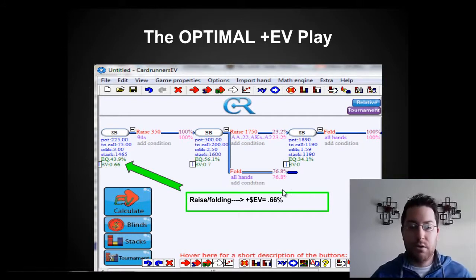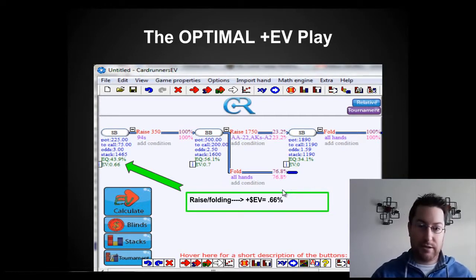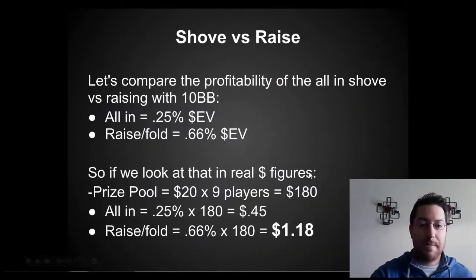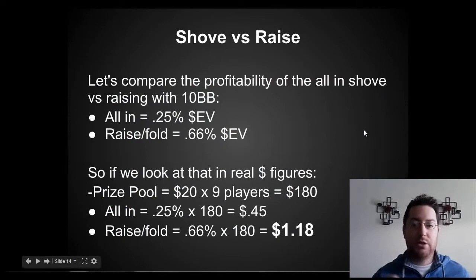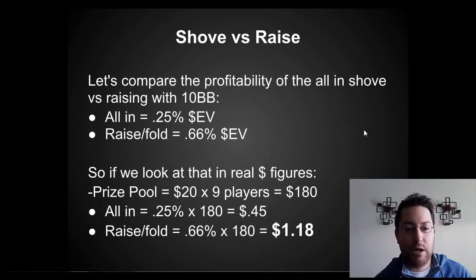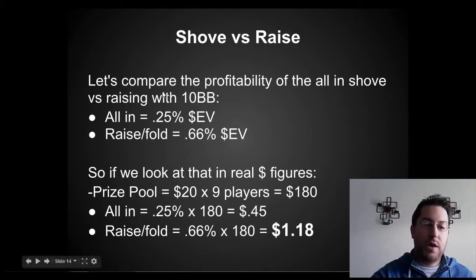So I want to take it one step further and say, how much money could we make, or how much money are you losing by not taking advantage of this? And as I said, it's magnified over all those tables you play given the frequency at which a simple small blind versus big blind scenario occurs. So let's check it out. So the shove versus raise. We're going to compare the actual profitability of the all-in shove versus raising with 10 big blinds. As we said before, the all-in was a 0.25% plus dollar EV when we shoved all in.